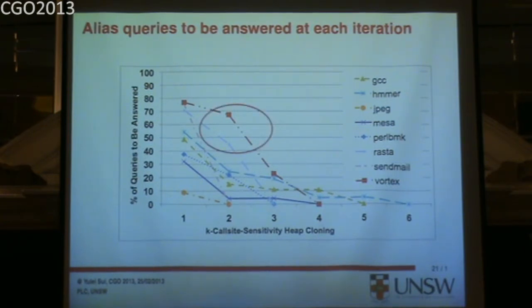And there are several special cases here. Like vortex and rasta, their queries can only be answered when k equals the third iteration.